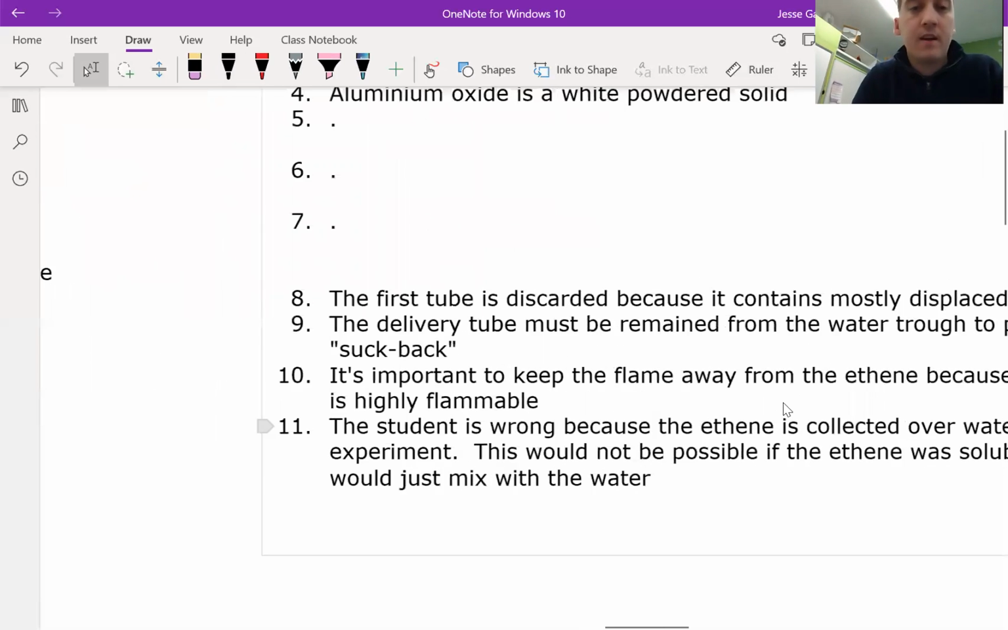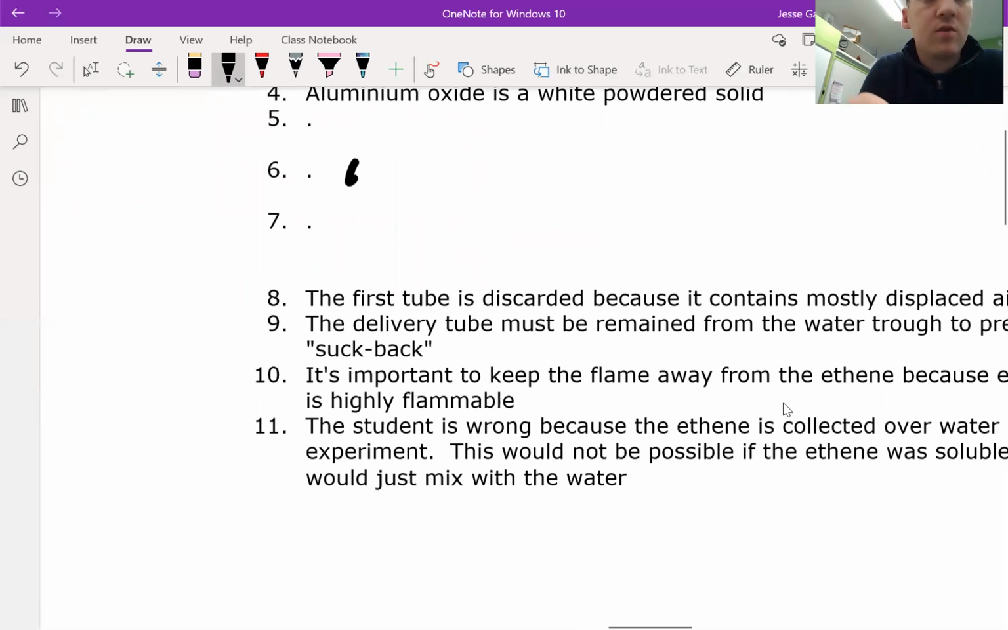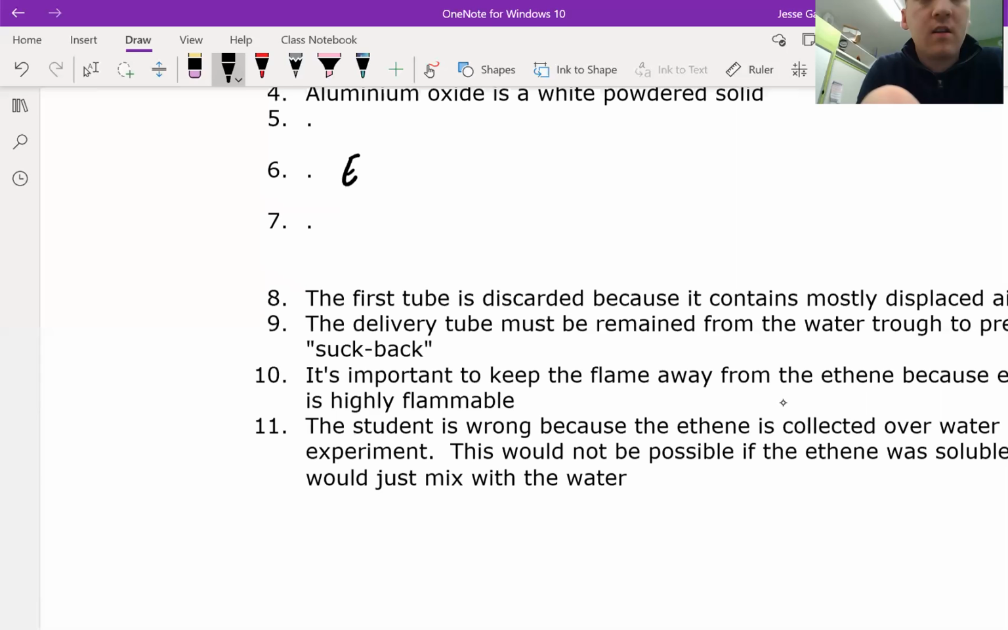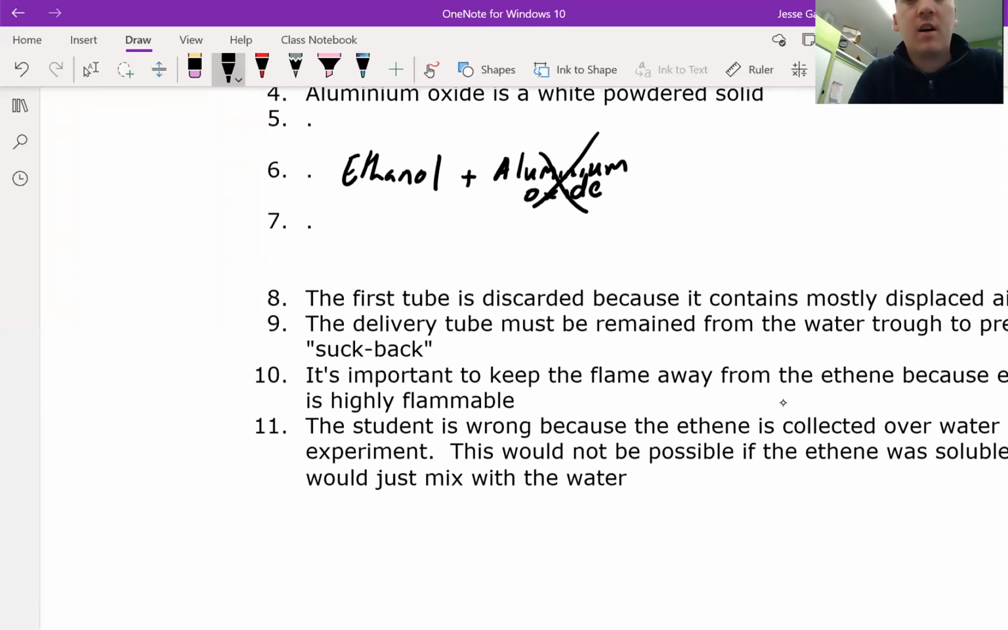Okay, number 6. We have ethanol. Ethanol. We don't say plus. If you wrote plus aluminium oxide like this would be wrong. This would be incorrect, because that would suggest that the aluminium is a reactant and its atoms mix with ethanol to make the product, and that's not true. As you see in a second, there is none of the product that has any aluminium atoms in them.